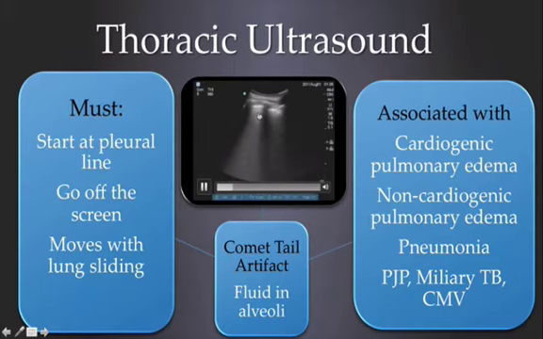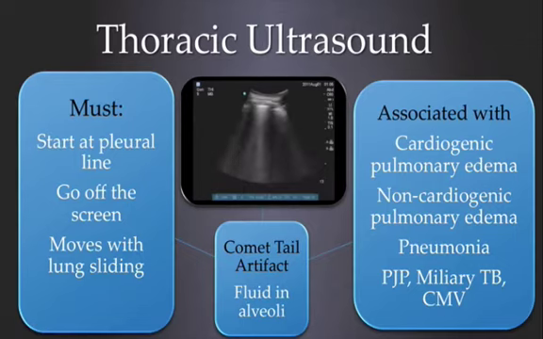That's how we know this is not a pneumothorax, because we can see the lungs. If we can see the lungs and we can see the fluid in the lungs, we know that there's not an air interface between the two pleura. Therefore, there's not a pneumothorax.